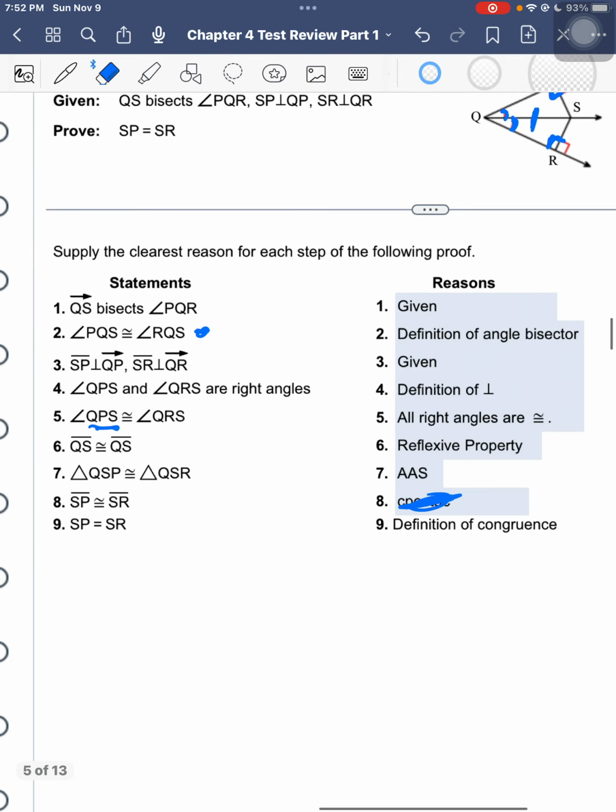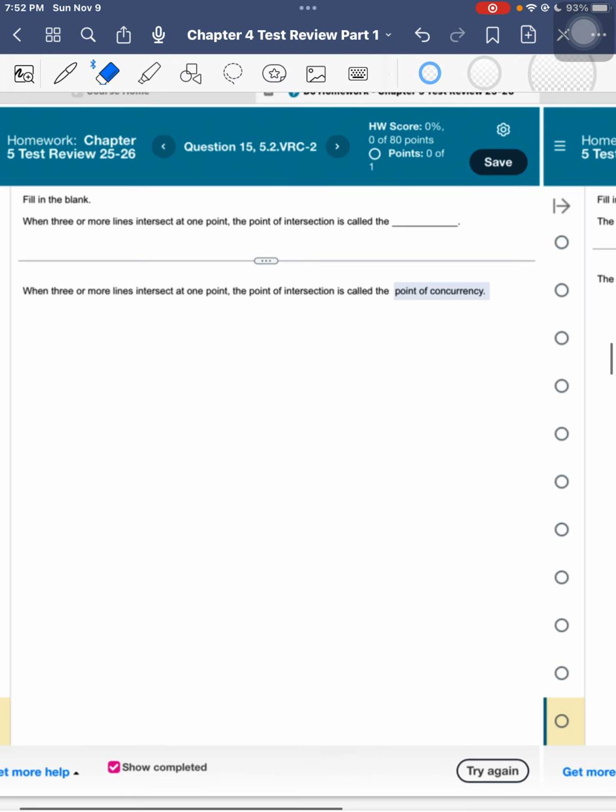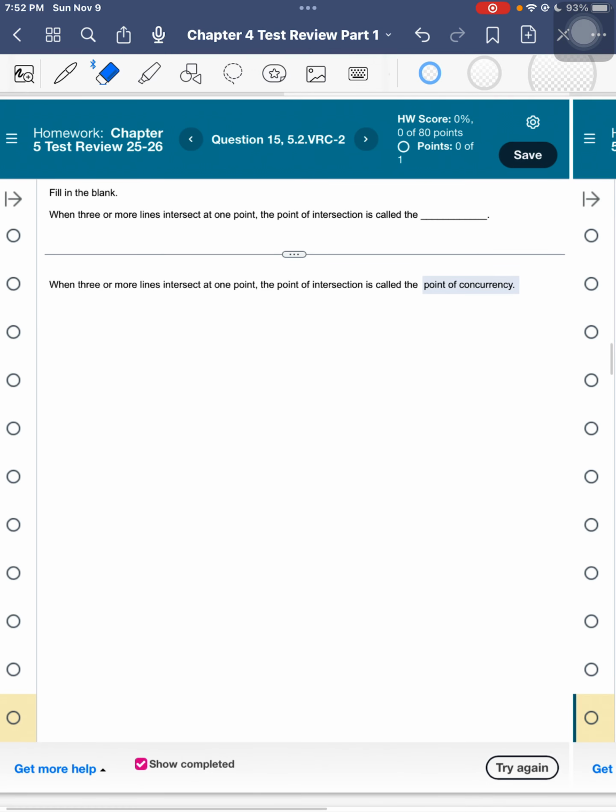AAS. Now, once I prove that two triangles are congruent by a postulate or theorem, this is a theorem, I can then say that segment SP is congruent to segment SR because of CPCTC. Okay, so now we're starting 5.2, which is all about the circumcenter and incenter. So let's look at this first question.